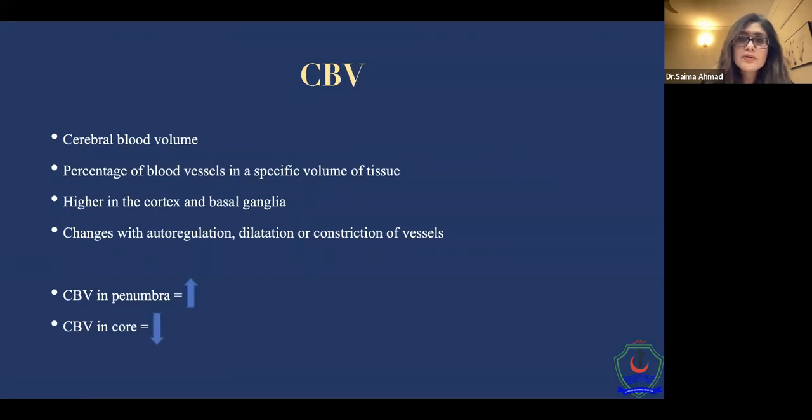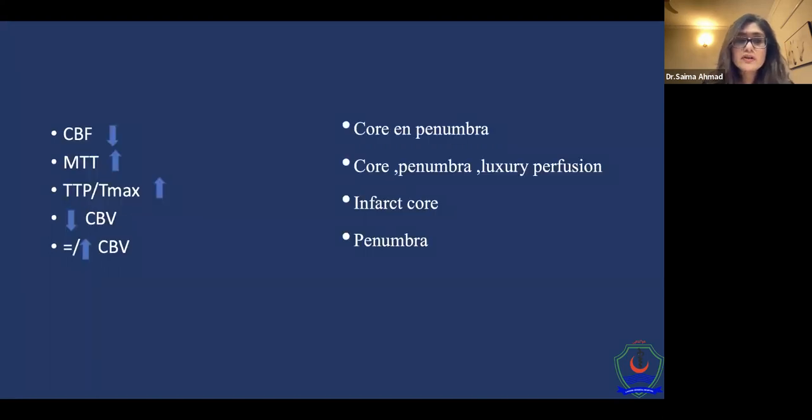So the next is the cerebral blood volume. Cerebral blood volume is the percentage of blood vessels in a specific volume of tissue. Again, its demand is higher in the cortex and basal ganglia. It is affected by changes in autoregulation, dilatation, or constriction of the vessels. So what happens in the core and what happens in the penumbra? Cerebral blood volume is either normal or higher in the penumbra, but lower in the core. So we have to look at what these variables are in the core and the penumbra if we compare the core with the penumbra.